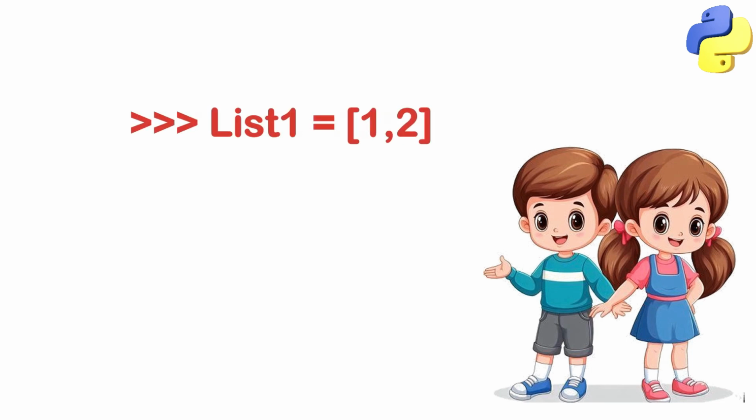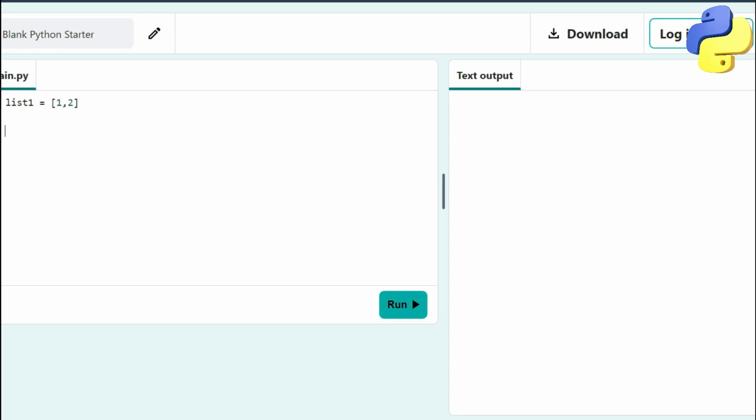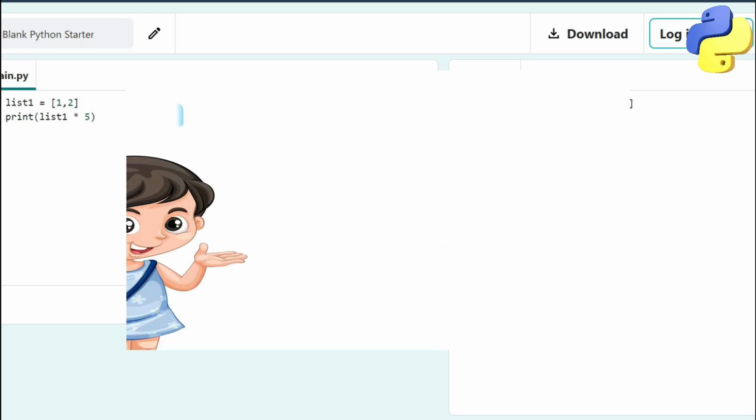Also, we can multiply a list by a number. For example, to multiply list 1 by 5, we write it like this: list 1 times 5. This list 1 is having the numbers 1 and 2. Now we will run it like this. List 1 should be displayed 5 times. Here is the command to do it: print list 1 times 5. It will display the numbers 1 and 2 five times. This is telling Python to repeat list 1 five times, and this is the result.